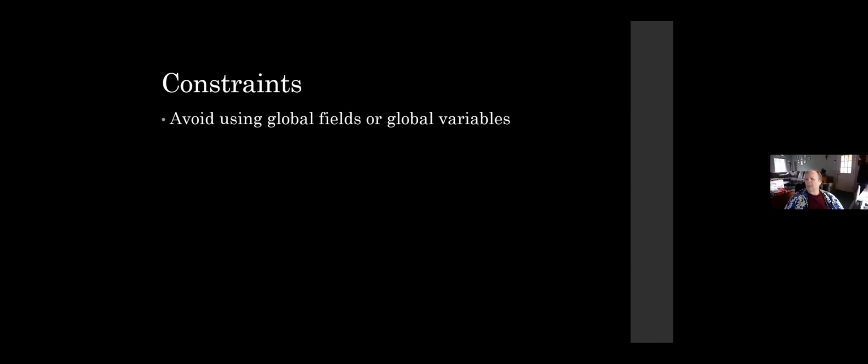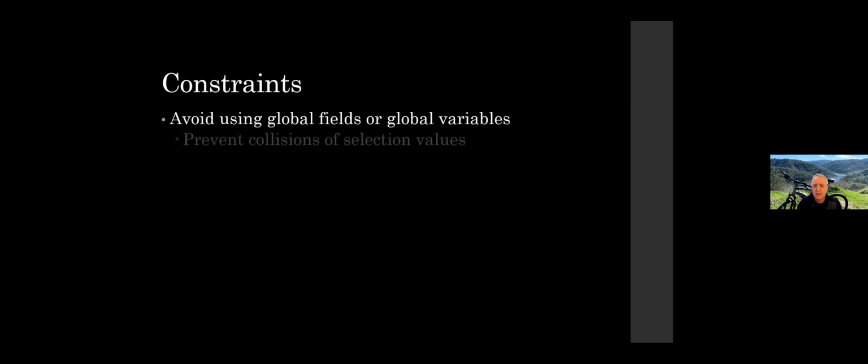calculation fields. We have an absolute minimum of calculation fields and almost no summary fields in the entire system. And this system is currently about 310 tables in one file, and then there's a couple dozen other supplemental files, but it's all principally happening in one place. So we want to prevent collisions of selected values. This is the reason for not using global fields or global variables.